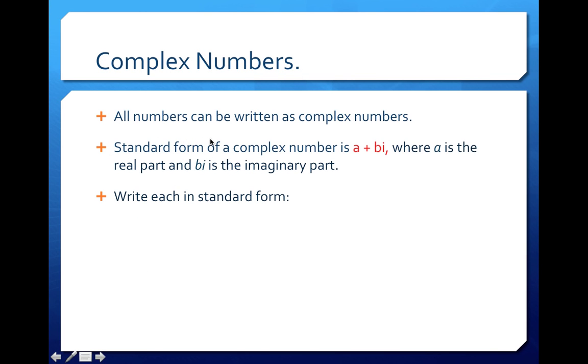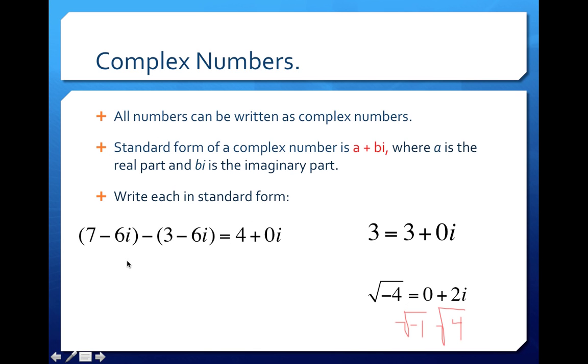Alright, complex numbers. Every number that we have can be written as a complex number. The standard form of a complex number is a plus bi. a is the real part, and bi is the imaginary part. So here's an example. 3, which is a real number, can be written as 3 plus 0i. It means the same thing. The square root of negative 4 can be written as 0 plus 2i. And remember, the square root of negative 4 can be written as the square root of negative 1 times the square root of 4. When I take the square root of 4, I get 2. When I take the square root of negative 1, I get my i value.